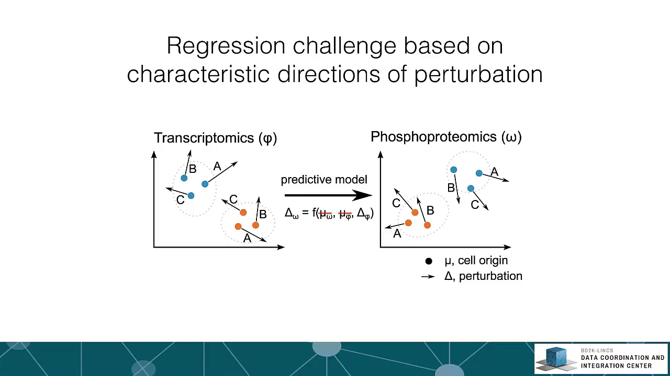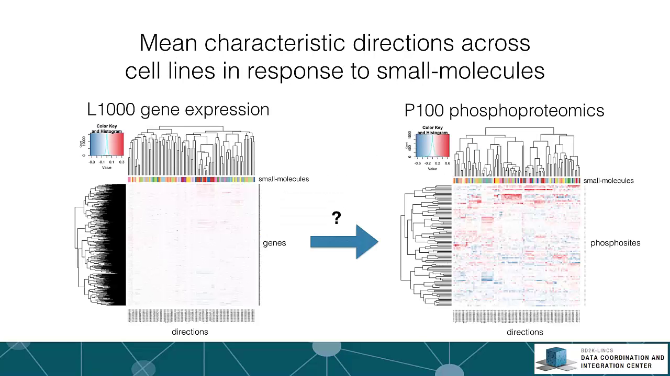The direction of change in the response to this perturbation we denote by the Greek letter delta. One could suspect that the direction of change depends on the original position. However, we hope that the change is somewhat independent of the origin. Then the prediction challenge becomes to predict the direction of change of the phosphoproteomic space from the direction of change in the transcriptomic space. Shown here are 91 unique and matched perturbation experiments. The direction of change are calculated using the characteristic direction method.